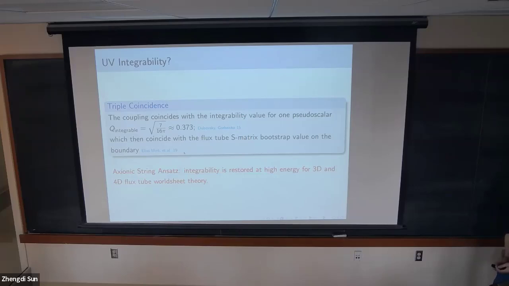And moreover, the same value of the axion coupling also appears when one does the flux tube S-matrix bootstrap on the worldsheet theory. The point is that if you apply low energy Poincare invariance and use it to bootstrap the possible phase shifts, you get a boundary, and we actually see that the coupling also lies on the boundary of this bootstrap result.